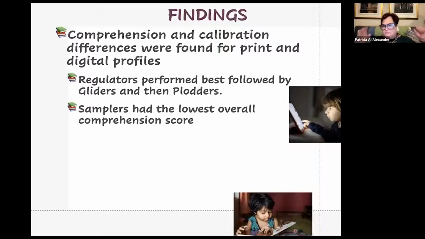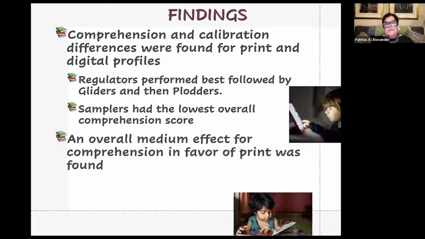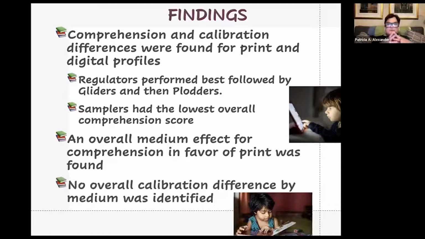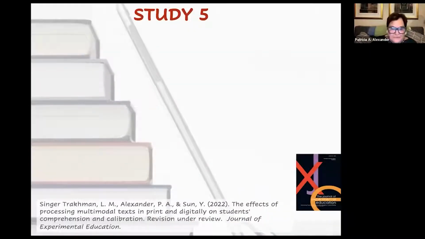And again, I think that's because they were just trying to guess what somebody's going to ask them. They were just picking up pieces and not doing it by being directed by what they knew would be areas of importance. The overall medium effect, again, favored print, as I said, but there were no calibration differences by medium. In other words, they were equally poorly calibrated, whether they were reading on print or digitally. I hope those of you who are listening in are getting the idea that maybe these kids need to learn how to calibrate better.